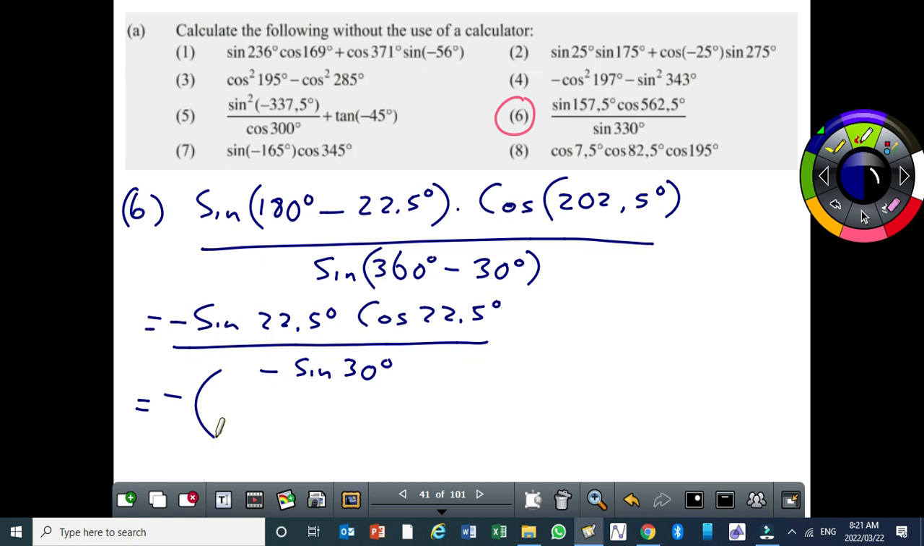So we can end up having 2 sine 22.5 degrees times cos 22.5 degrees. This will be all over, right? All over 2. Okay, because this 2 here divided by that 2 will give you a 1. I explained that on Friday. Right? Then, okay, let me not put the brackets here. Please remove the bracket.